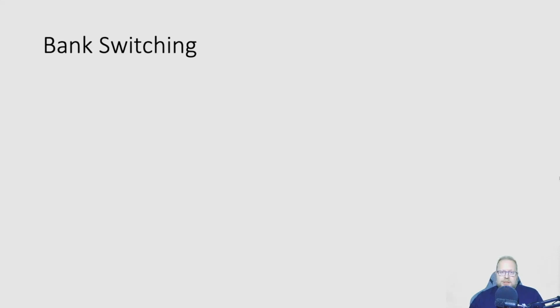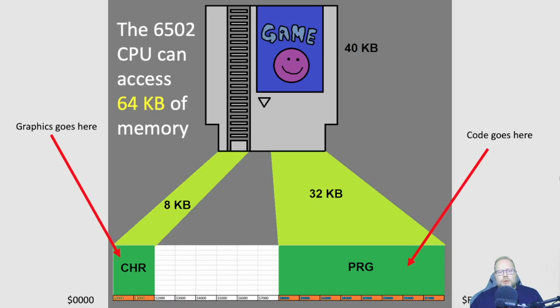But let's just start with bank switching. Like I said, we're just going to briefly talk about this today. You remember the NES cartridge that we talked about a while back. When you plug the cartridge into your NES, we're talking about the stock, first NES cartridges, the black box games. Those had 8 kilobytes of graphics and 32 kilobytes of code, so 40 kilobytes in total.